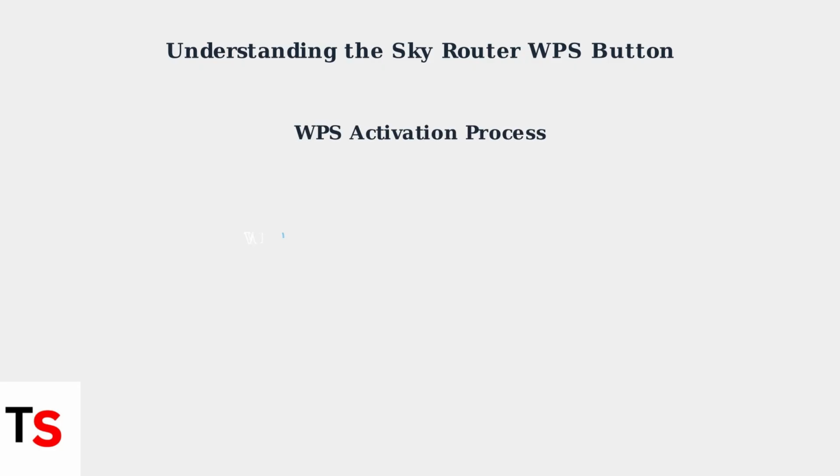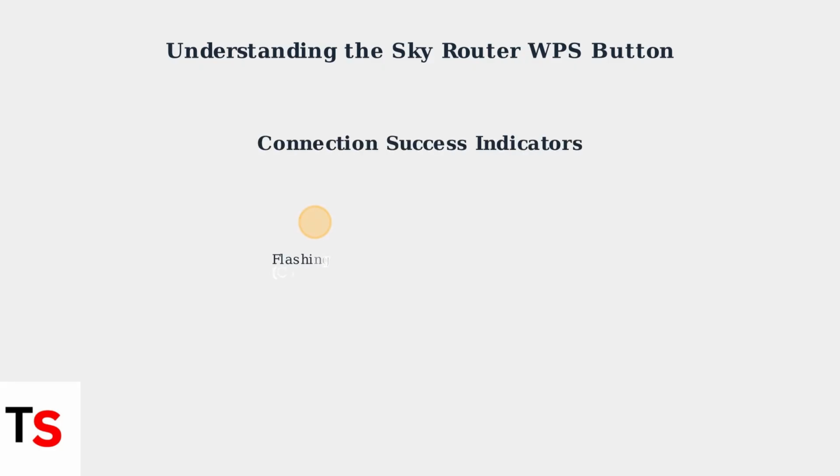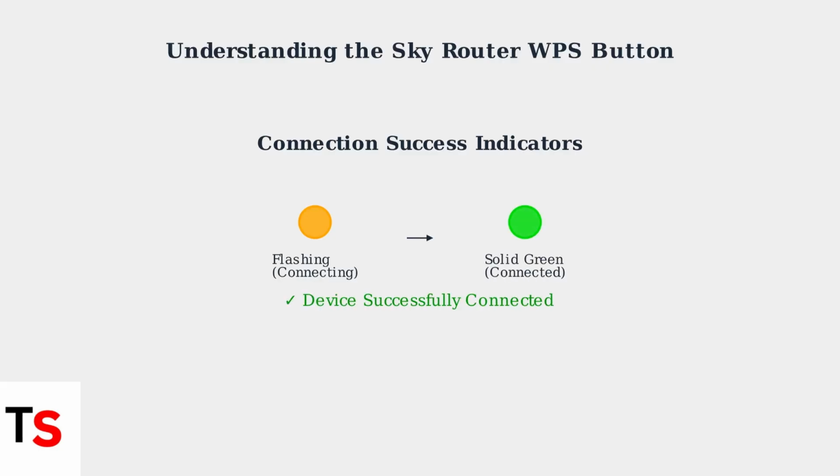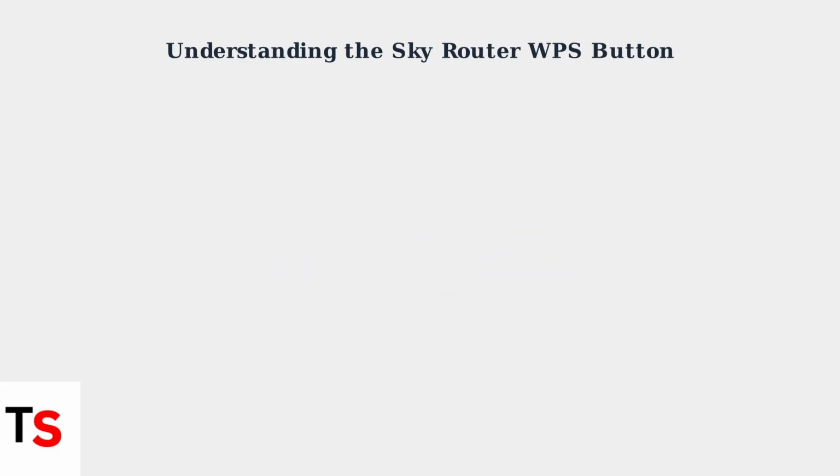When you press the WPS button, you'll see the WPS light start flashing. This flashing light, often amber or blue depending on your router model, indicates that the router is now in WPS mode and ready to connect new devices. A successful WPS connection is typically indicated by the WPS light changing to green. This green light confirms that a device has successfully connected to your Wi-Fi network using the WPS method.